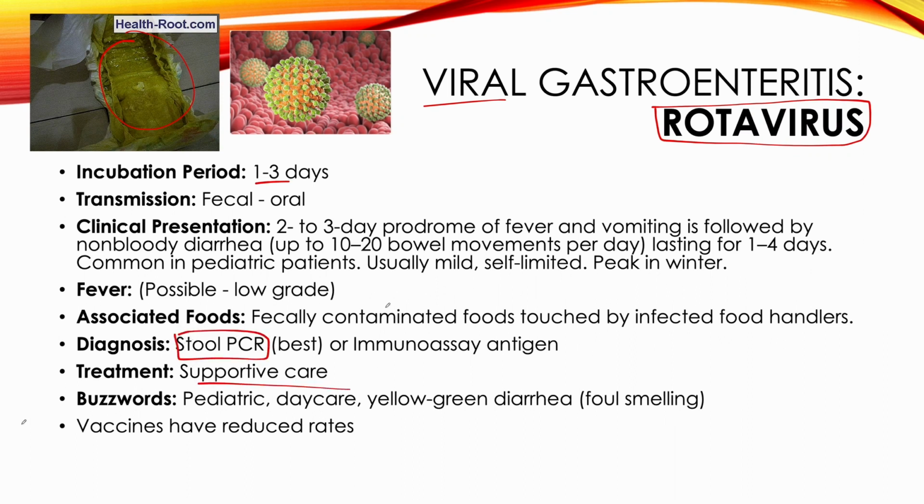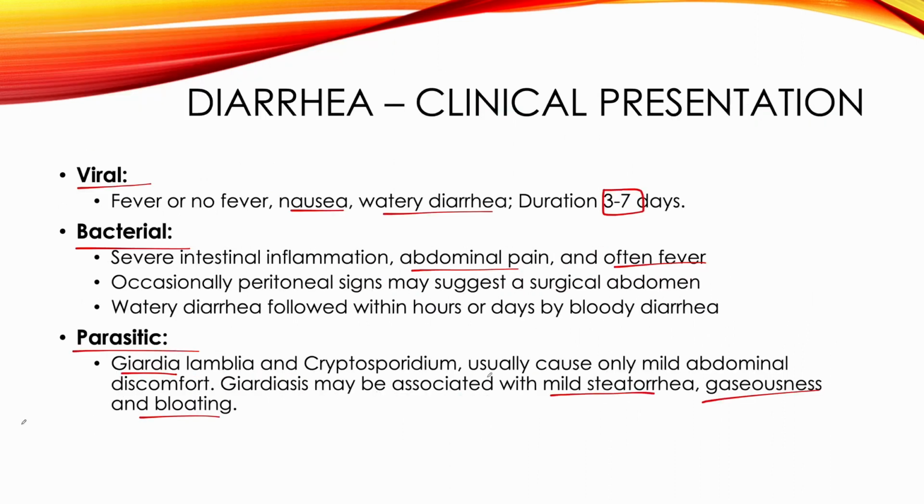Treatment is supportive care. Kids can get pretty dehydrated from rotavirus, so it's good to keep an eye on those kids and teach parents how to look for dehydration and how to push fluids, especially when they're having 10 to 20 bowel movements per day. If I had to say there were any specific buzzwords when you're reading vignettes, I would say usually pediatric, associated with daycare, and then this yellow-green, foul-smelling diarrhea that's self-limited.